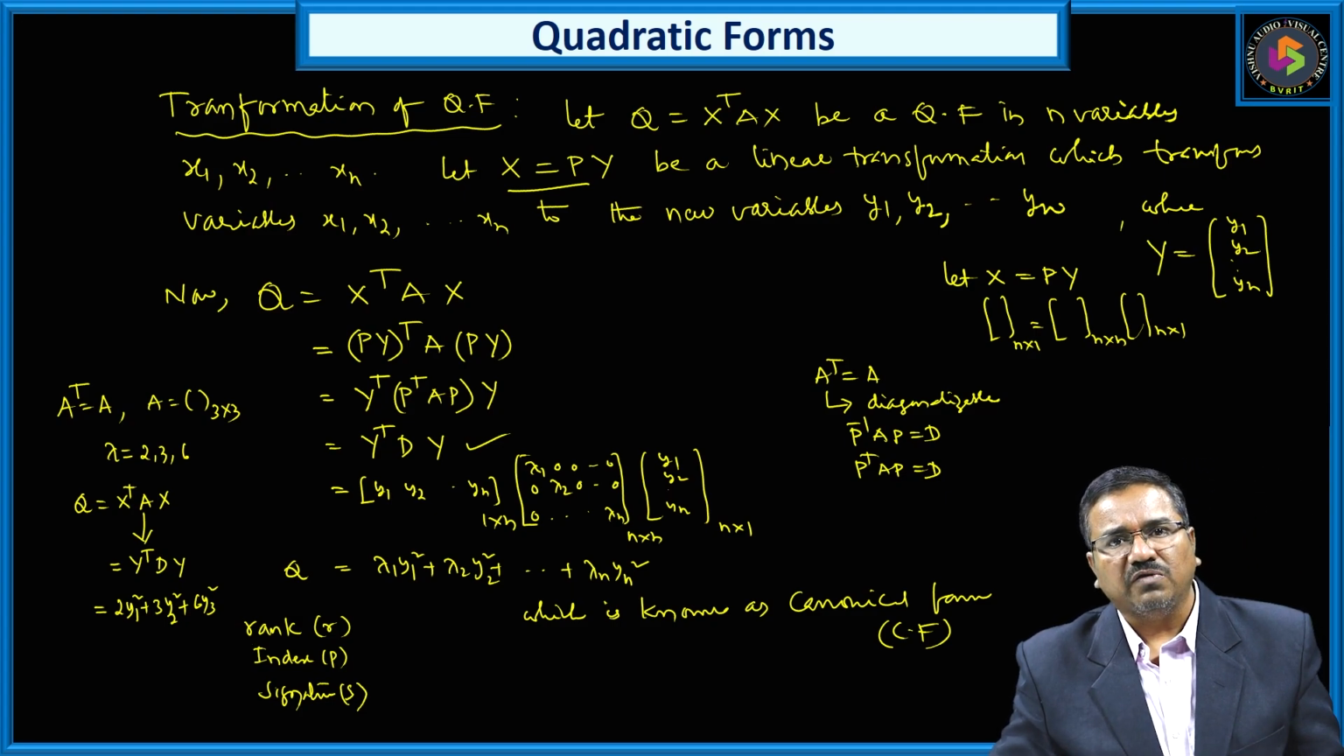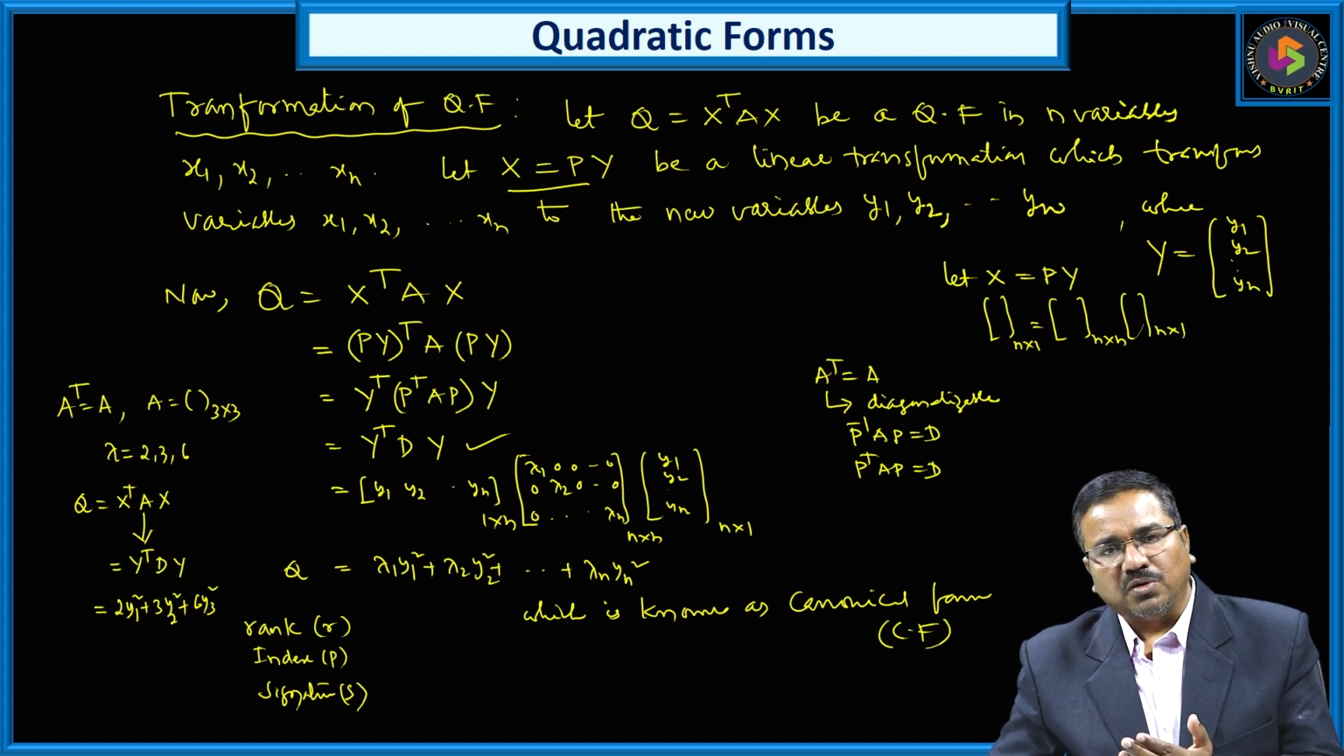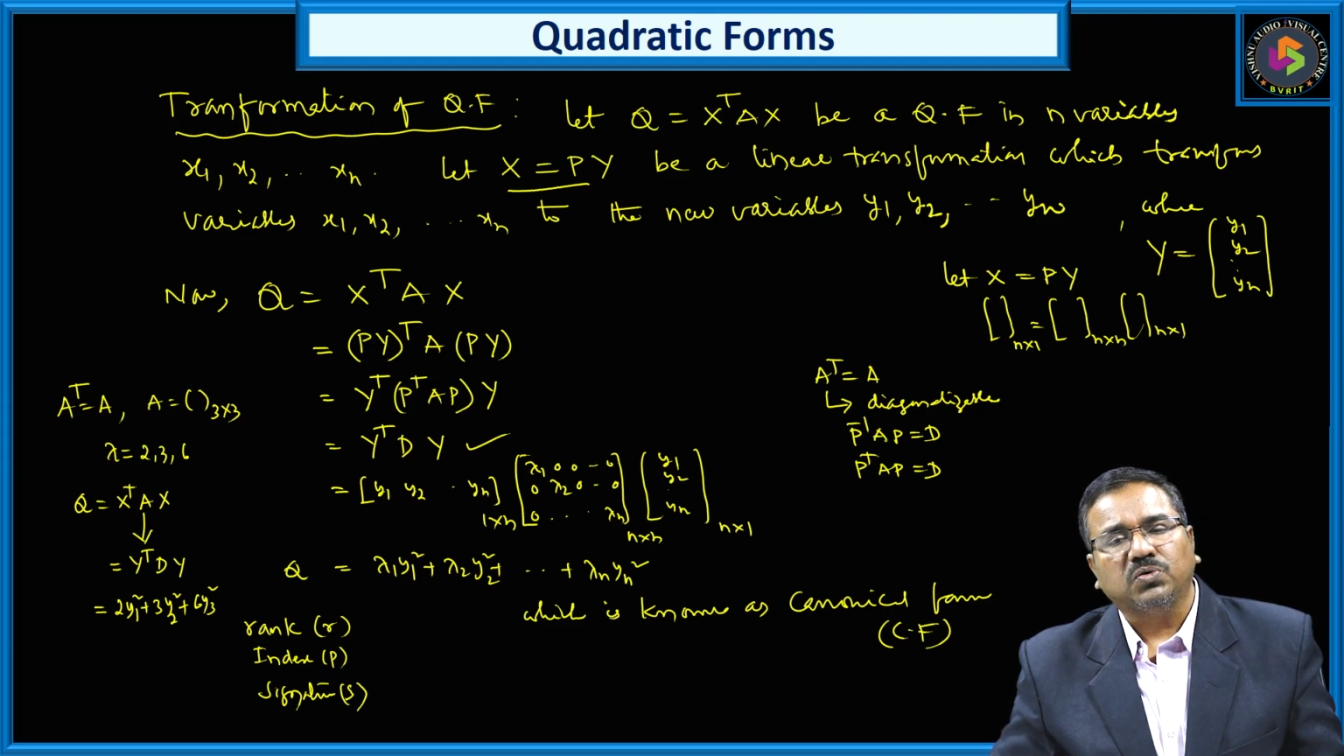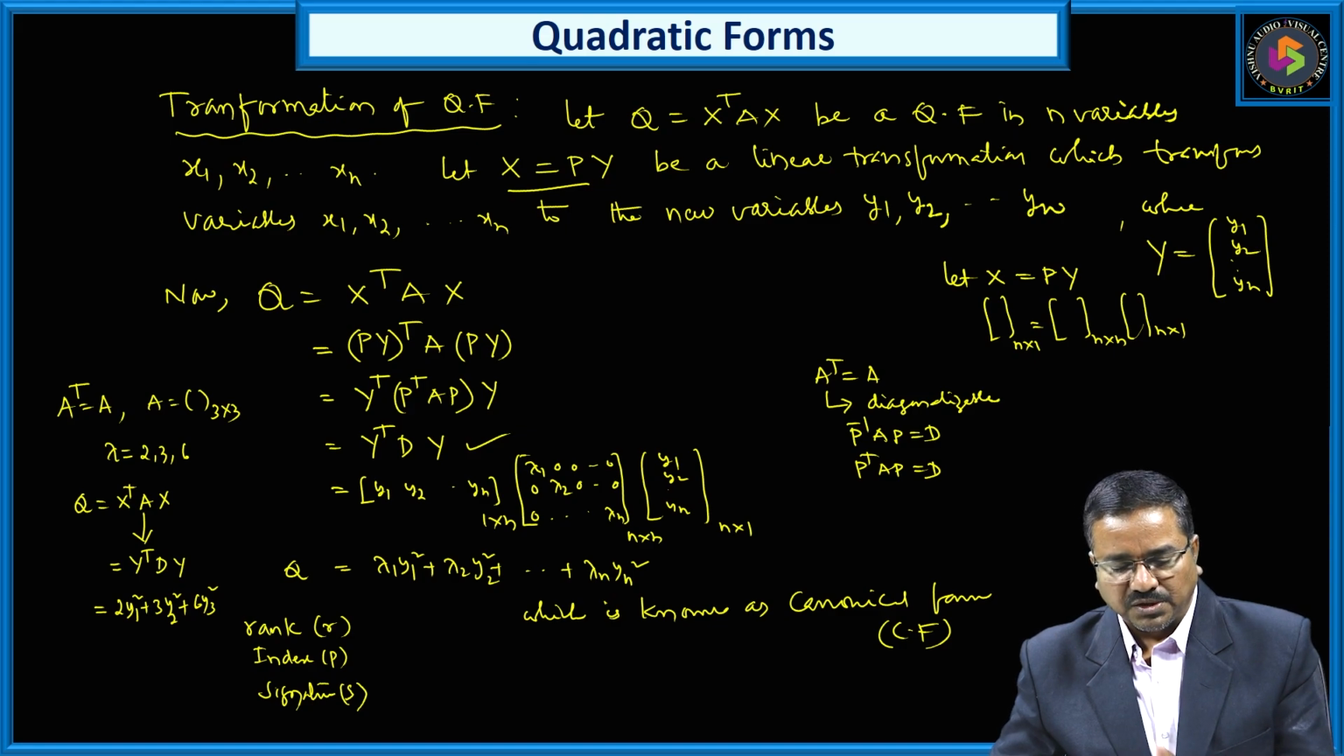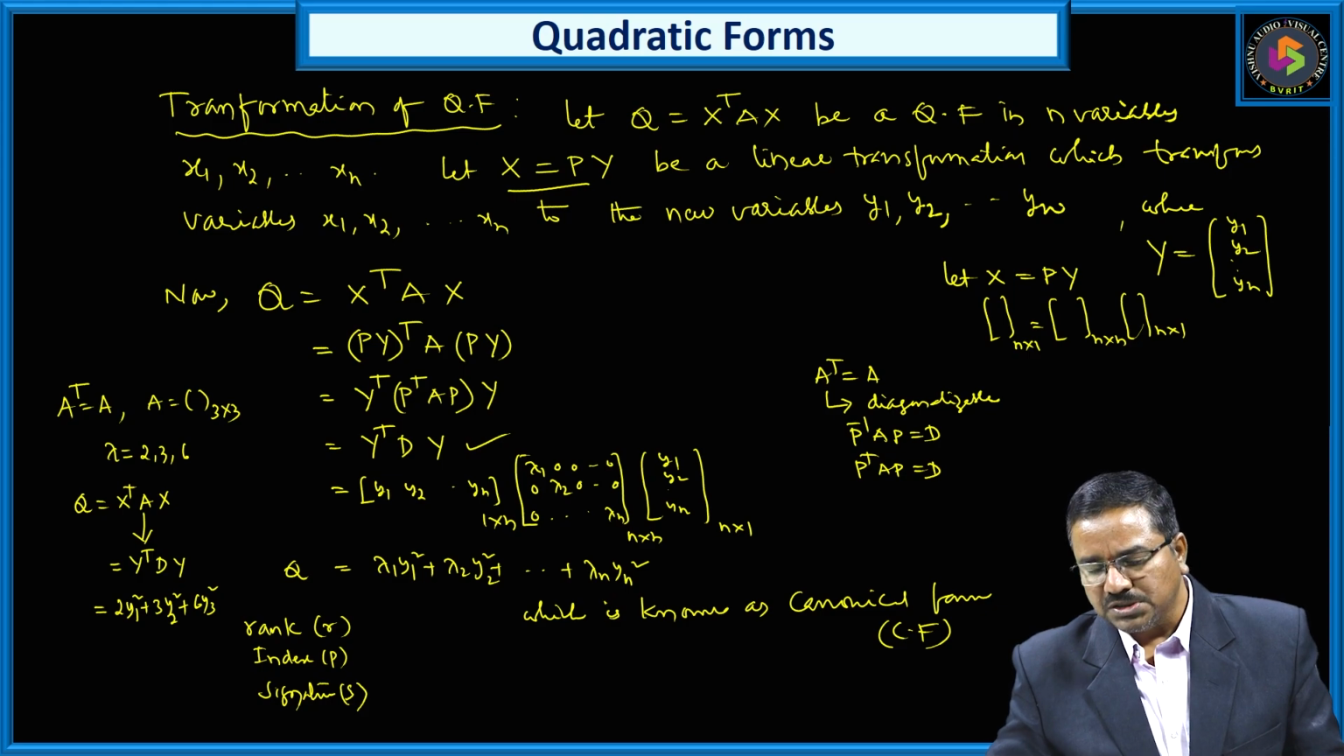So once you know the eigenvalues, we can write the canonical form. The canonical form is what? Only squares, and the coefficients of the squares are the eigenvalues. If suppose the eigenvalues are 2, 3, 6, so finally the canonical form will be 2y1 square, 3y2 square, 6y3 square. It is called canonical form because it has only square terms, and product terms are absent. Such an expression is called canonical form. So after reducing to the canonical form, we can find these things.